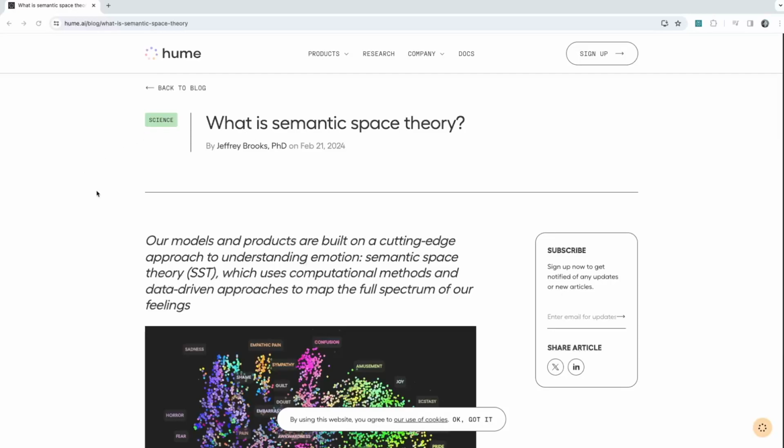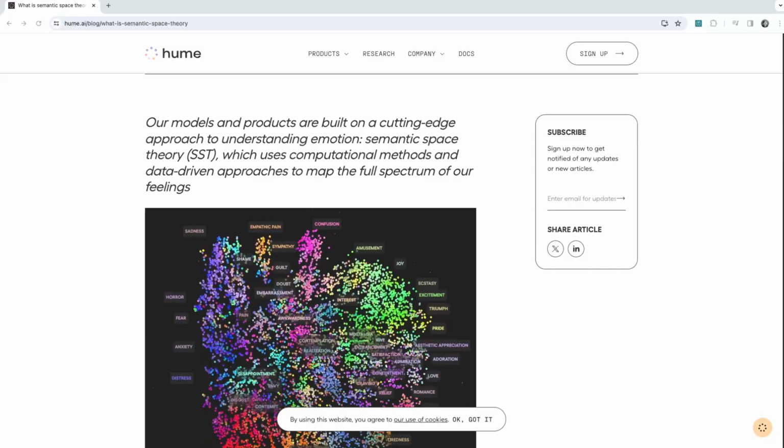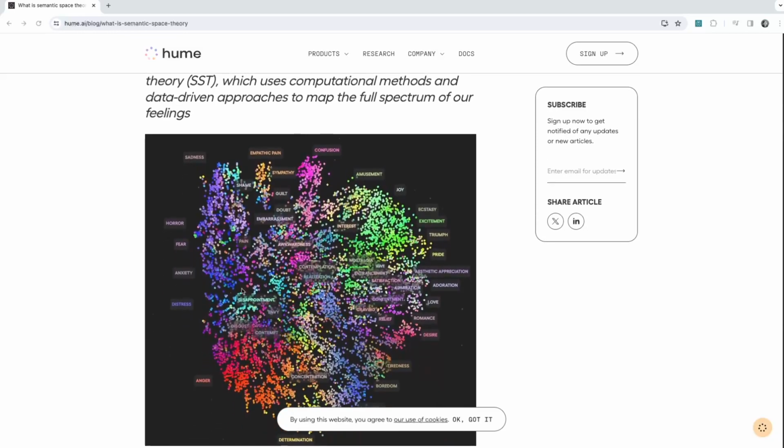What's interesting about Hume is that they've really been doing their research when it comes to emotions and voice, and they have this thing called semantic space theory. Semantic space theory uses computational methods and data-driven approaches to map the full spectrum of our feelings. So here's what they've mapped. You can see that they've got all sorts of things from horror, fear, nostalgia, ecstasy, excitement, tiredness.